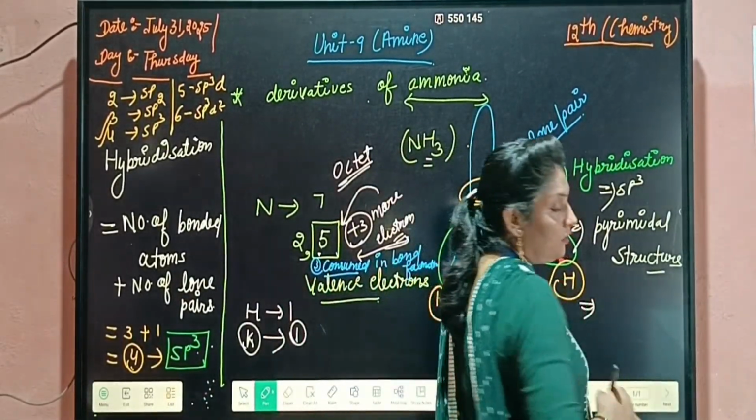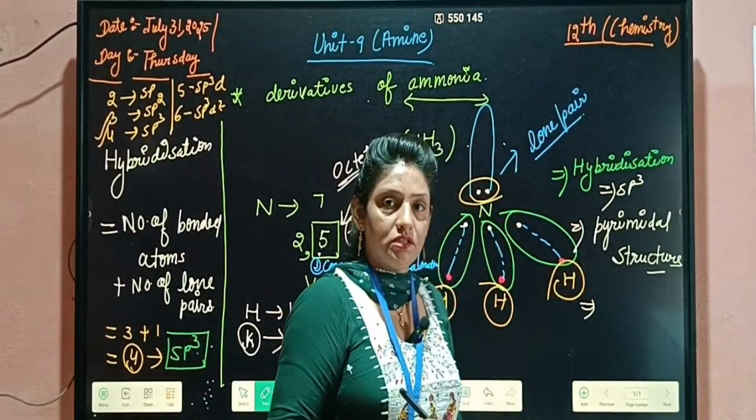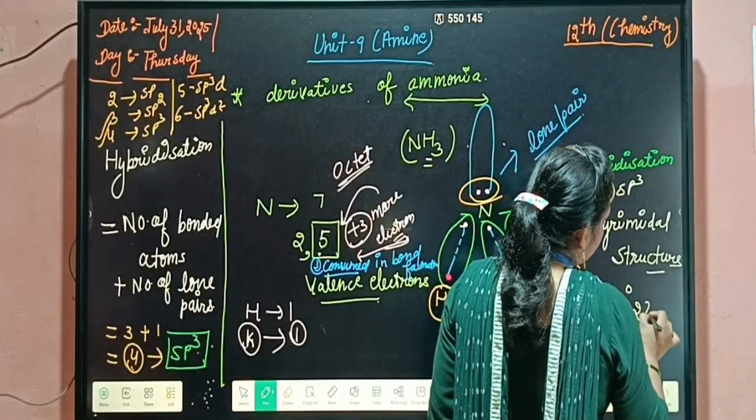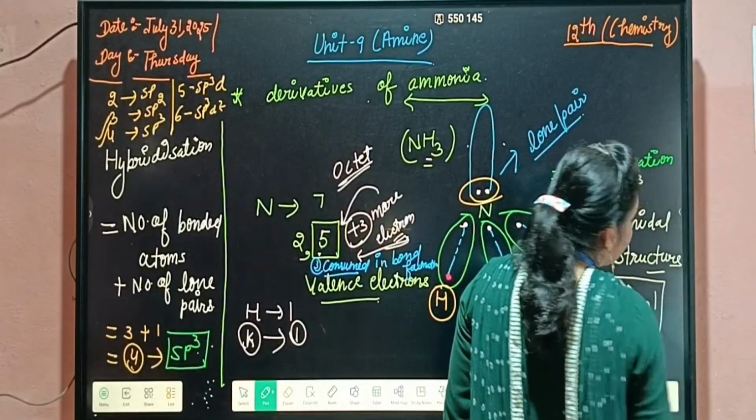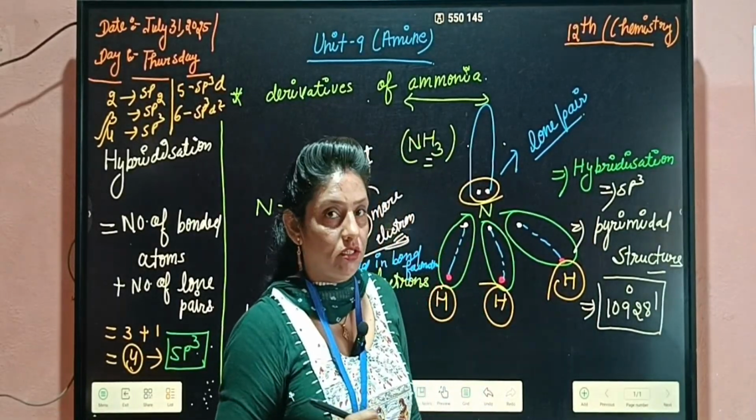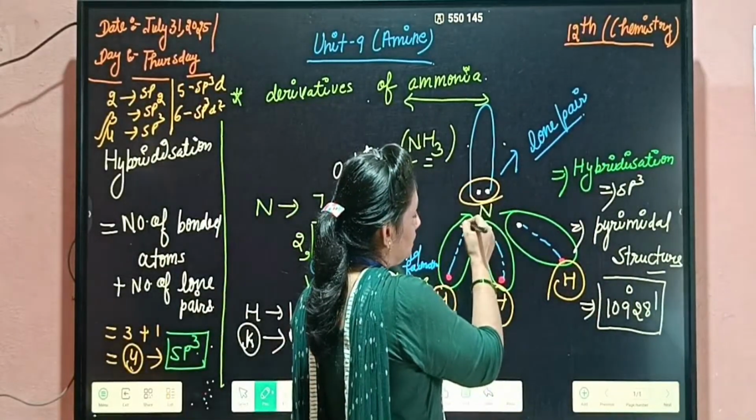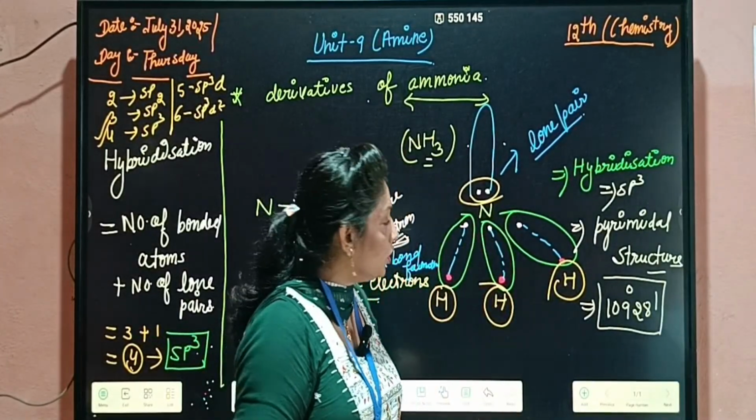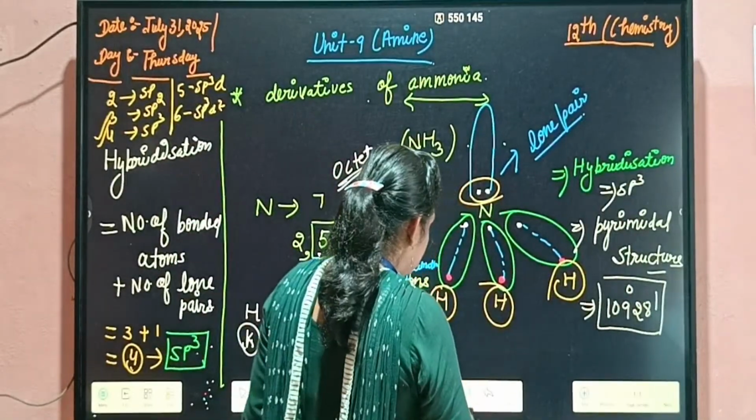So students, the bond angle for sp3 hybridization should be 109 degree 28 minutes. This should be the angle for tetrahedral, for sp3 hybridization. But here this angle is not 109 degree 28 minutes. It is 107.